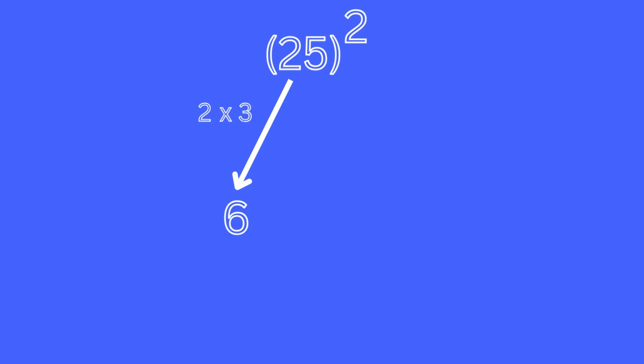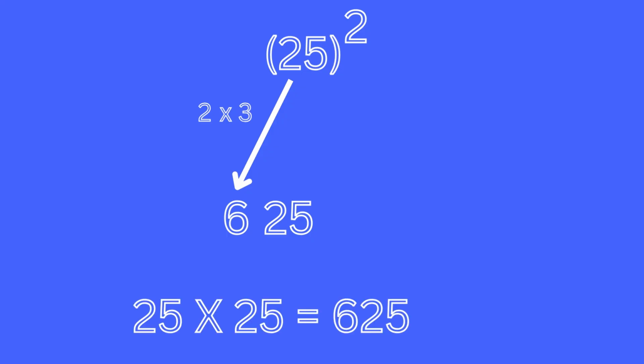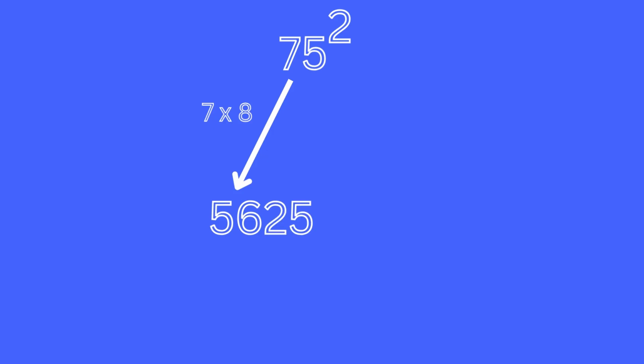Step 2. Now simply attach 25 to the result. That gives us 625. So 25 square is equal to 625. Take one more example. The number that ends with 5. 75 square. Step 1. The leftmost digit is 7 and its successor, that is the next number after 7, is 8. Multiply them. 7 into 8 is equal to 56. Step 2. Attach 25 to the result. That gives us 5625. So 75 square is equal to 5625.